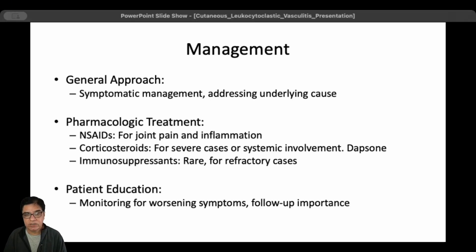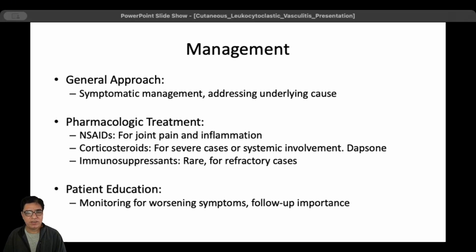Dapsone is another medication that usually is quite effective in cutaneous leukocytoclastic vasculitis. The dose is usually 0.5 to 1 milligram per kg body weight. It's a good drug. The only thing is that you have to be sure that the child is not G6PD deficient, because if somebody is G6PD deficient and you give them Dapsone, they will go into a crisis, a hemolytic crisis basically. So Dapsone has to be given carefully. A 2 to 4 weeks course of Dapsone can also help.